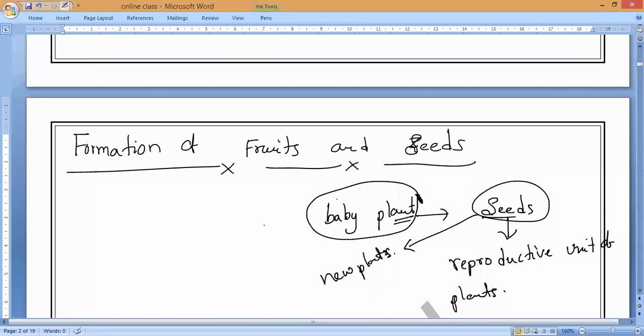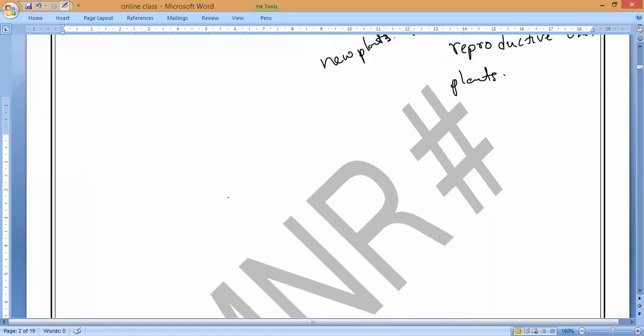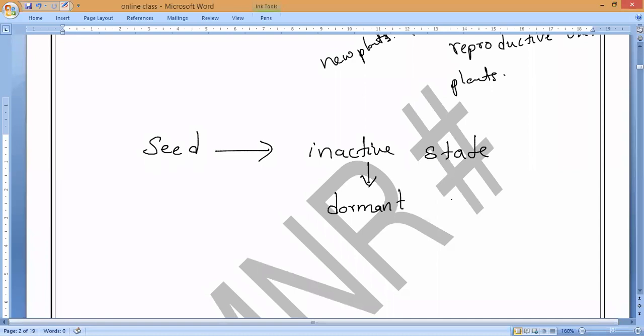They will produce plants when they get suitable conditions like soil, water, proper air and temperature. That is what you have to remember. So the baby plant present inside the seed will be in the inactive stage. Before sowing or before being buried inside the soil, that inactive stage is called the dormant stage. What do we call it? Dormant stage we used to say.